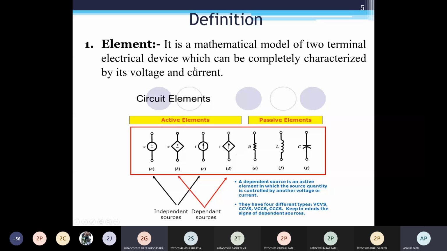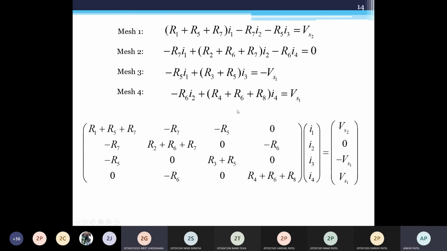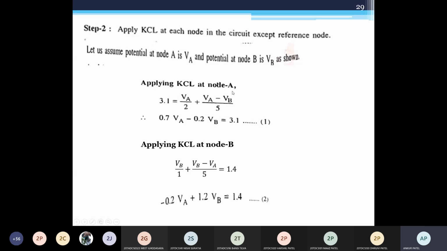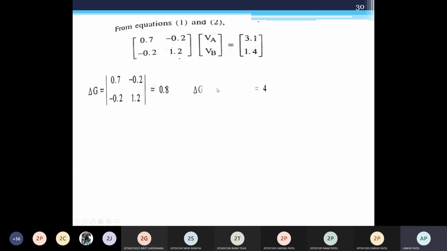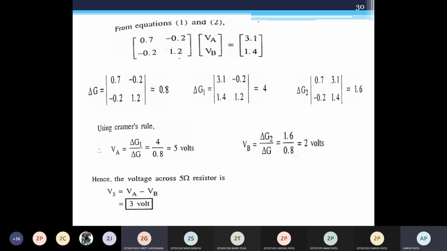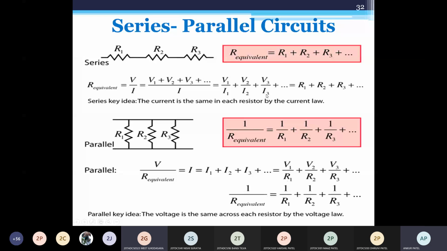Some of the definitions are given. Before that, we are moving to series and parallel connections. You already know series and parallel connections. You should know the equivalent resistance equations for series and parallel connections, their applications, and how to solve series and parallel circuit examples. Then we will move to mesh and nodal. Okay, series connection.